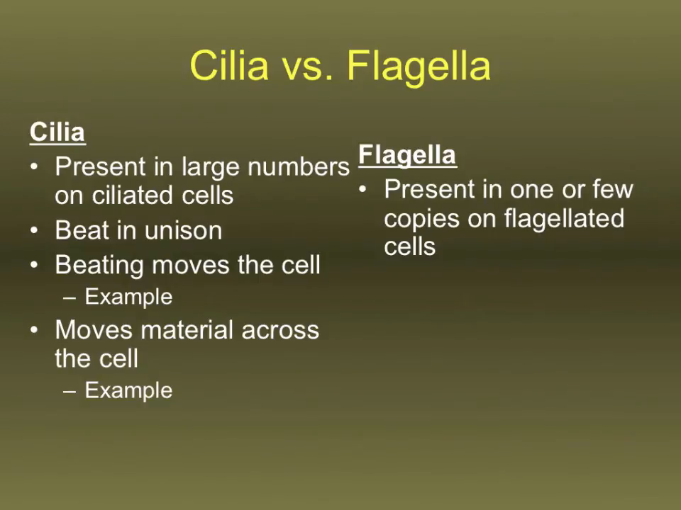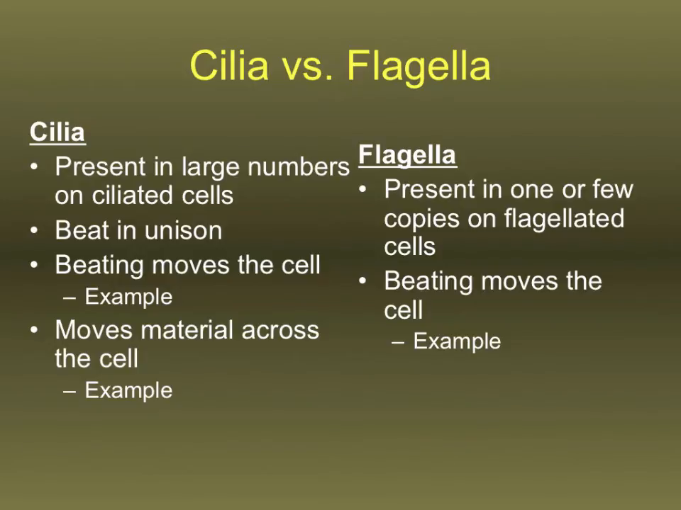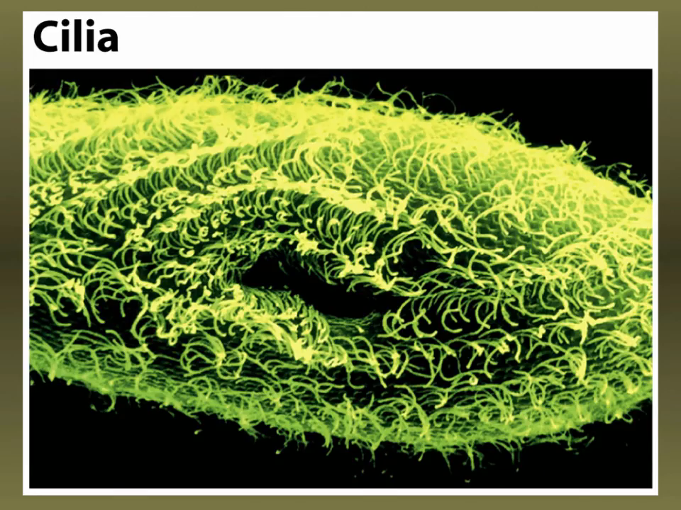Now, flagella, on the other hand, typically a cell will only have one or two of these. If a cell has any flagella at all, it's going to have one or two, typically for movement. And a classic example of this would be a sperm cell, which has a single flagellum, at least in animals, to allow it to go from point A to point B.